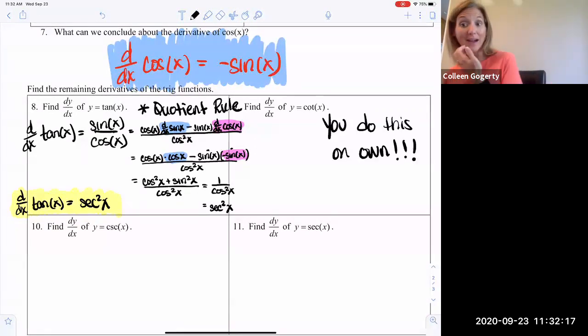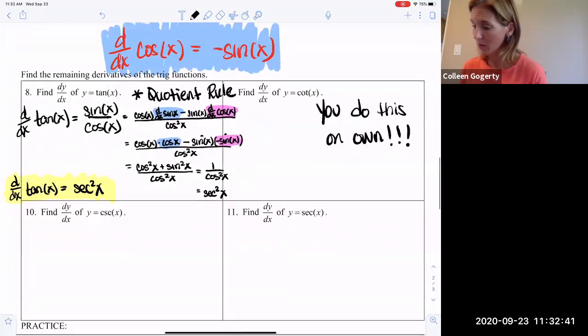Whether you do it right now or later, I need you to go and track down what is the derivative of cotangent. Now, obviously, when you read and take notes out of your book for this section, which I'm hoping everyone's going to do, you're going to see the final answer. But can you get there on your own?